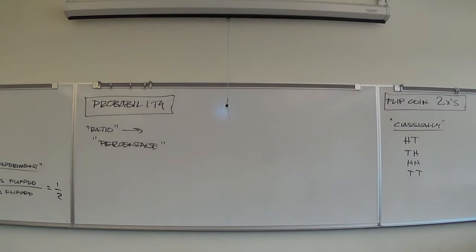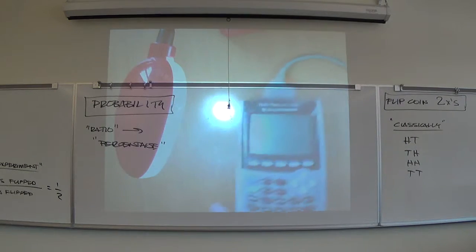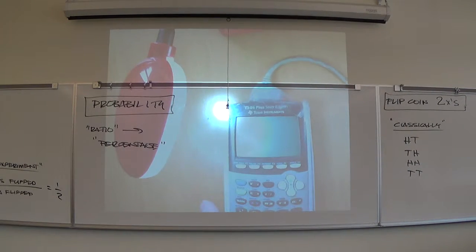If you have your TI, if you don't have your TI, just sit next to somebody who does. We're going to collect some data really quickly here. First thing I want you to do, press the math button. Go over to PRB for probability. Select rand int.